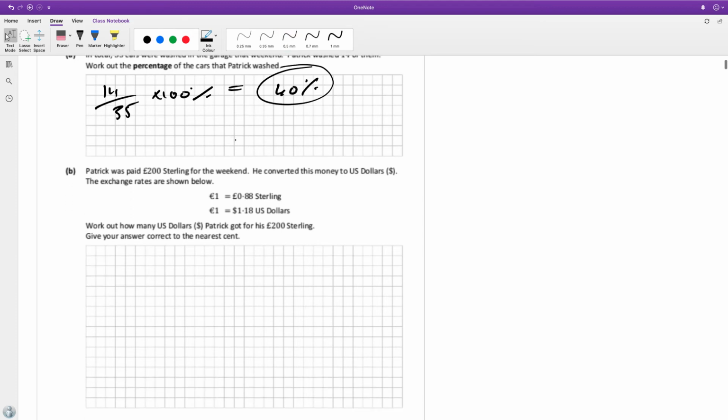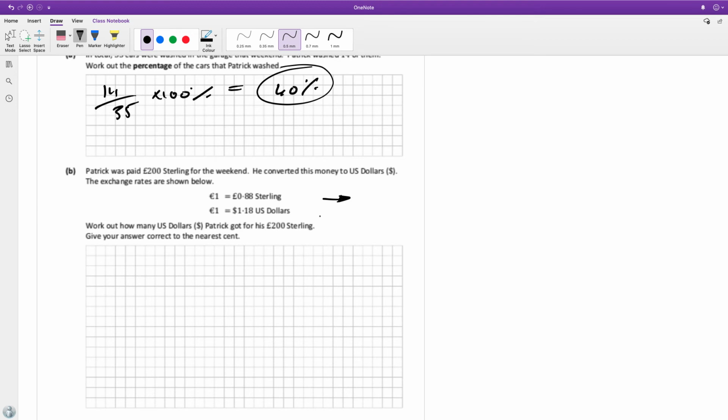Right. Currency. Patrick was paid 200 sterling for the weekend. He converted the money to US dollars. The exchange rates are shown below. €1 is equal to 0.88 pounds, and €1 is equal to $1.18. Work out how many US dollars Patrick got for his 200 pounds sterling. What is the rule with currency? What do we say?